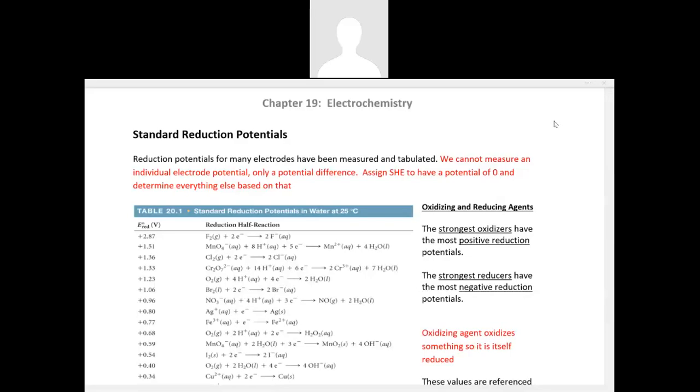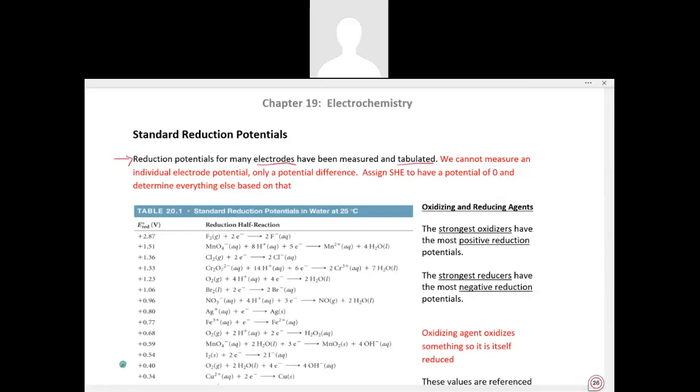In this video from Chapter 19, we're going to introduce this concept of standard reduction potentials. So let's take a look here. Reduction potentials, as noted, have been measured for many different electrodes. By that we mean different metals used as electrodes. So copper and zinc we've seen in the past, we've seen platinum electrodes. So these values have been measured and then tabulated.